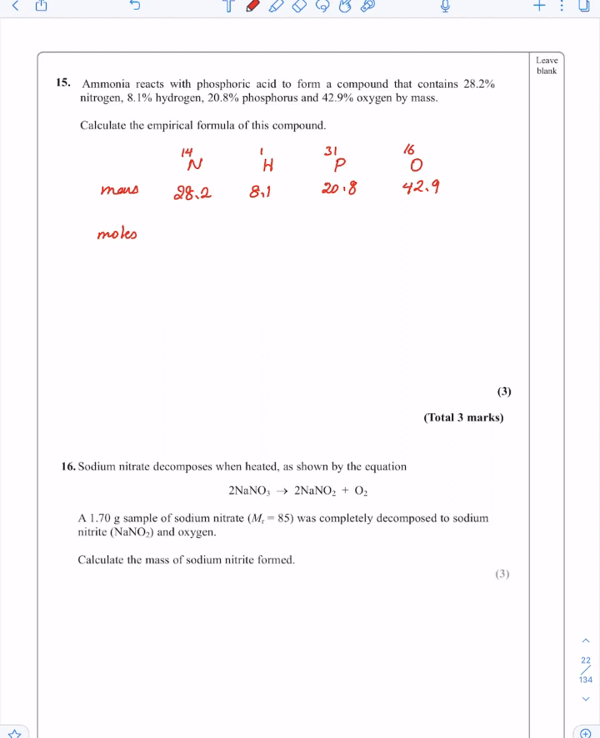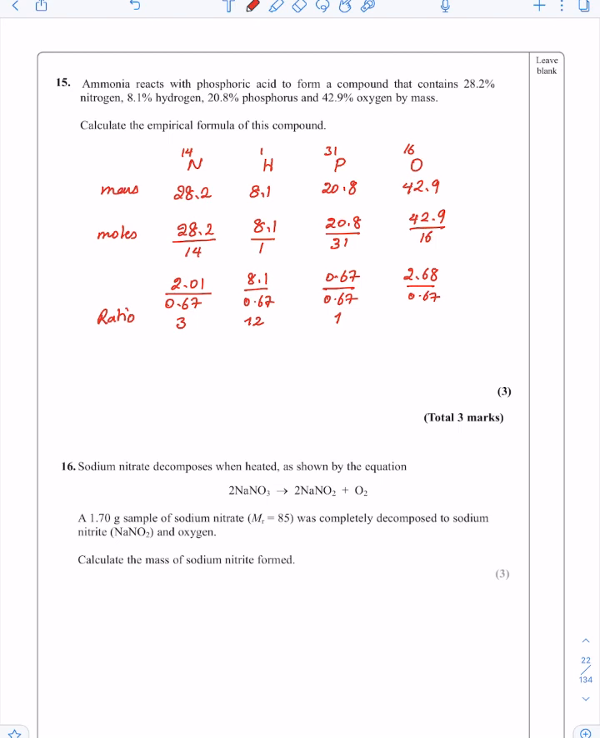Next we get the moles by dividing the mass over the atomic mass. So hydrogen 8.1 over 1, phosphorus 20.8 over 31, oxygen 42.9 over 16. 28.2 divided by 14 gives 2.01, 8.1 divided by 1 gives 8.1, 20.8 over 31 gives 0.67, and 42.9 divided by 16 gives 2.68. We divide by the smallest number to get the ratio, dividing by 0.67. The first gives us 3, the second gives us 12, then 1, then 4.